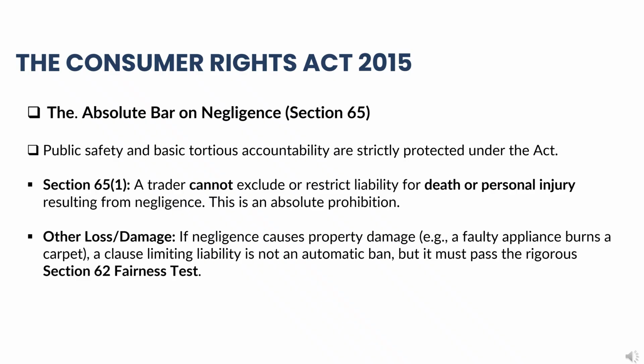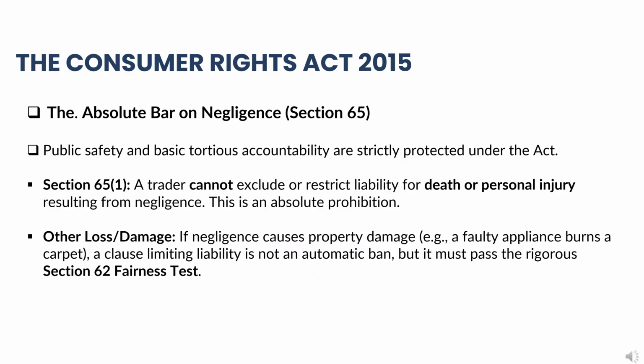If negligence causes property damage, for instance, if a faulty household appliance catches fire and burns a consumer's carpet, a clause limiting liability for that property damage is not subjected to an automatic ban. Instead, the clause is permitted to step into the courtroom, but it must successfully pass the rigorous Section 62 fairness test that we broke down earlier. The trader will have to prove that limiting liability for property damage did not create a significant imbalance contrary to good faith. This distinction mirrors the classic approach we saw under UCTA for business contracts, but enforces it with the consumer-first severity of the CRA.